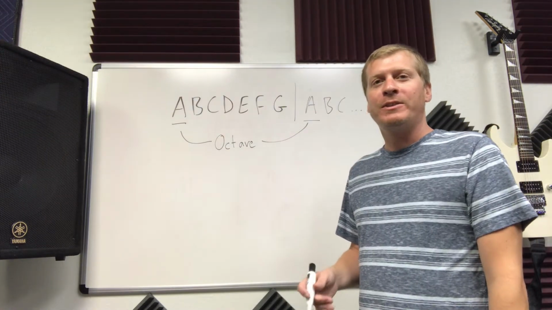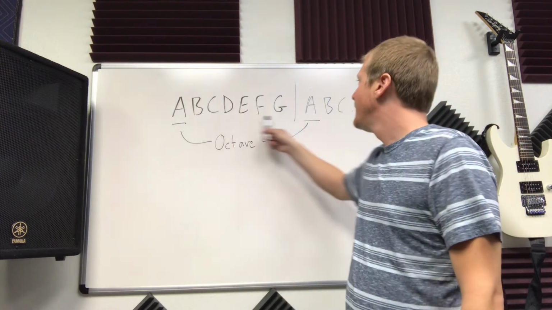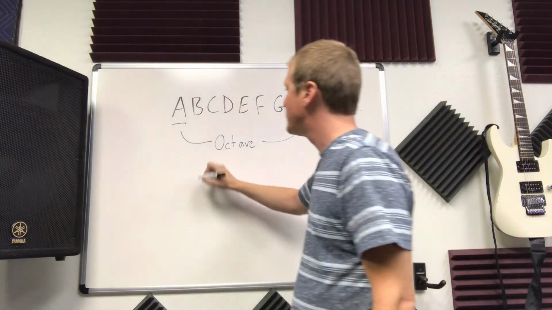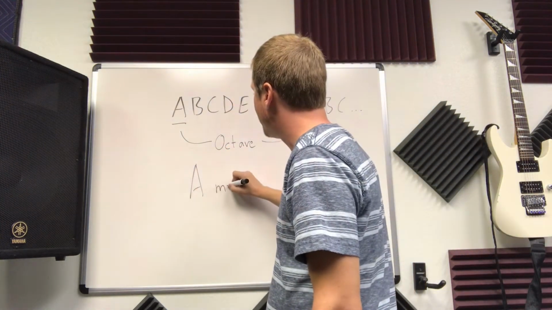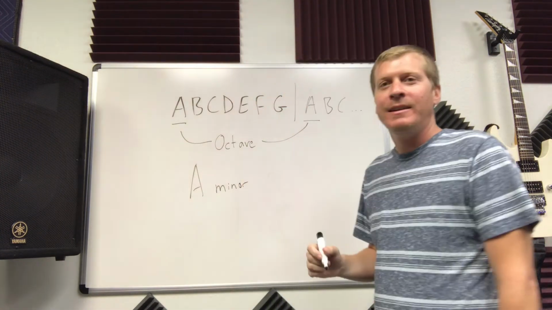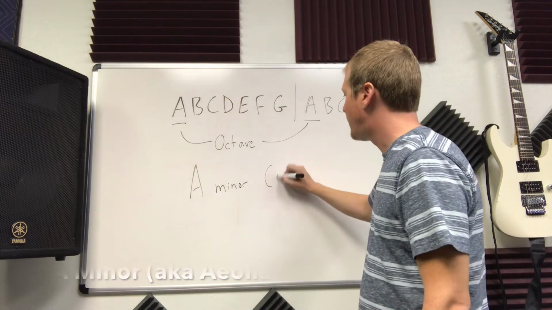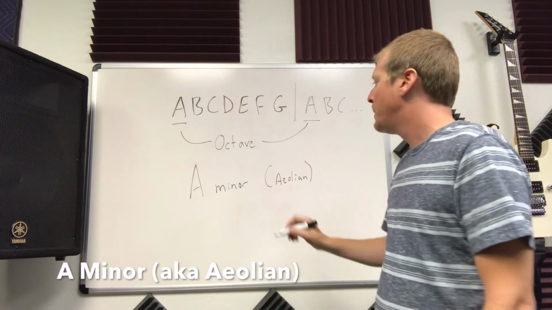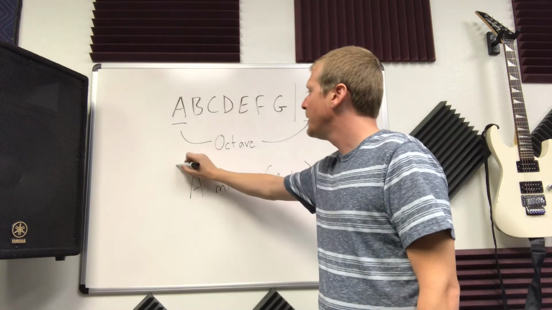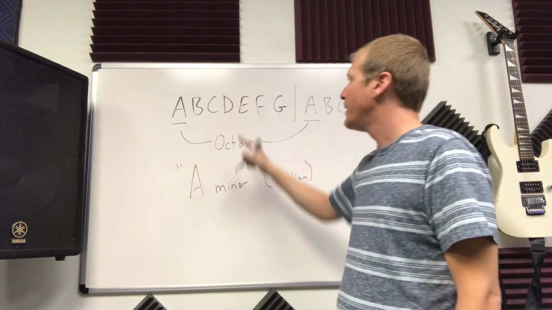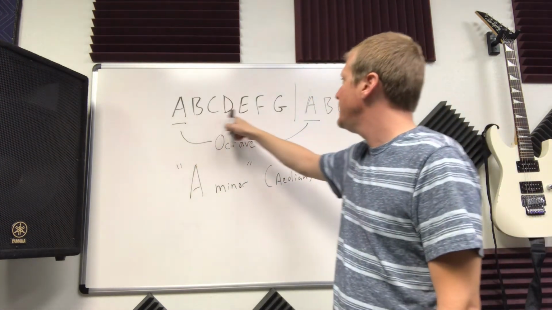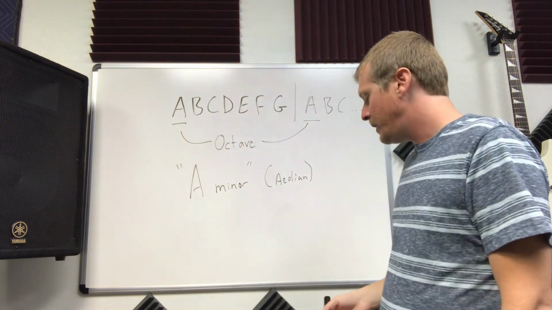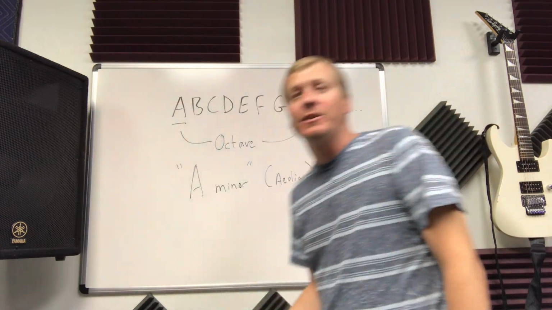Now, even though we have started with the letter A, this actually spells out a minor scale. So the scale for this would be A minor. Now the technical term, we could also call it Aeolian. But minor is really the common way to say this, A minor. Okay, so if we play A, B, C, D, E, F, G, and then to A again, that's an A minor scale.